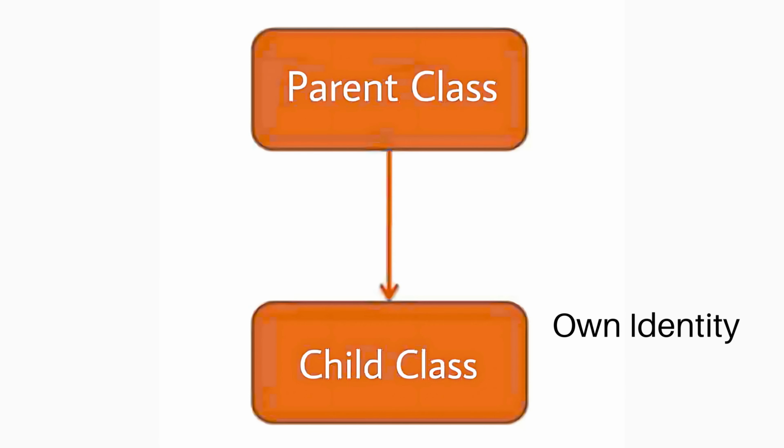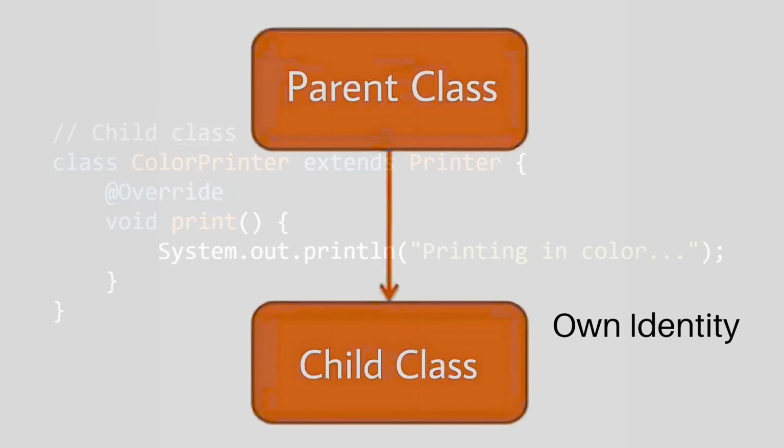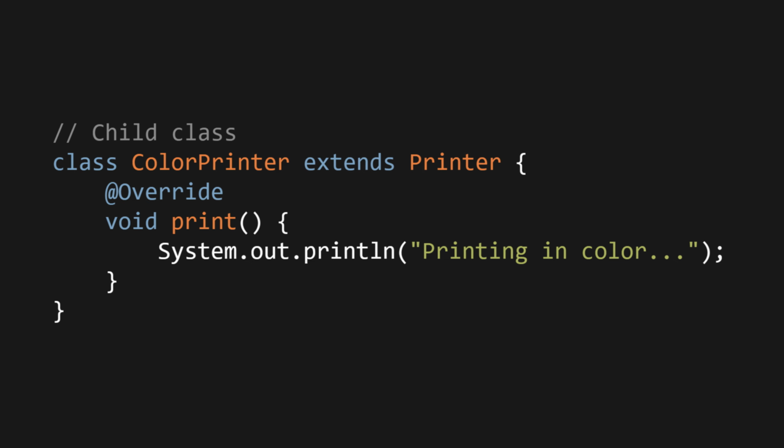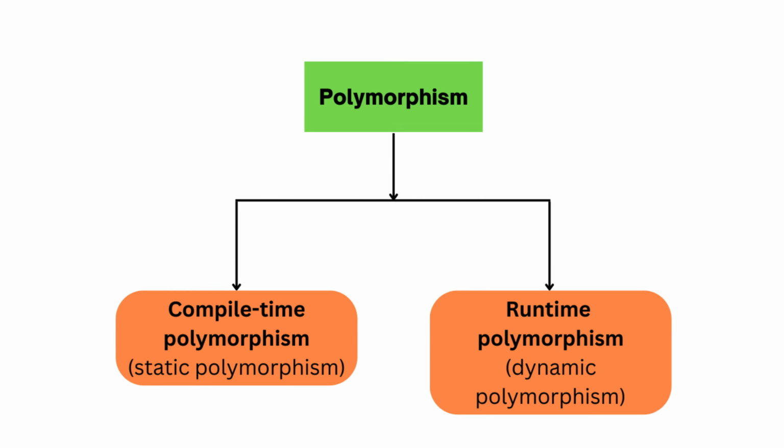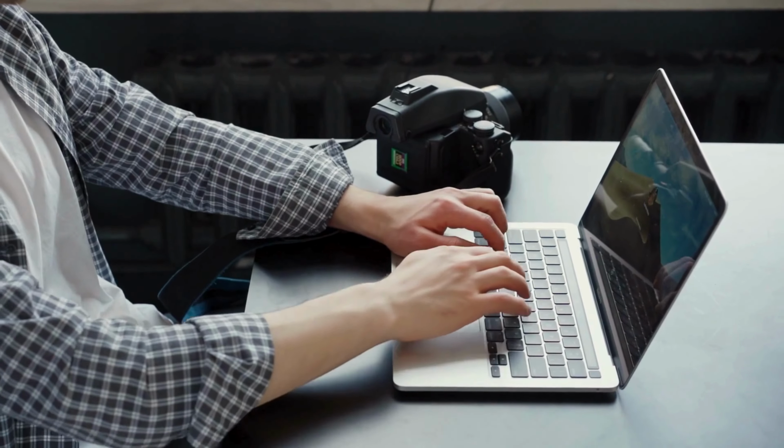In overriding, the child class changes the parent's behavior. Use @Override above the method to make it clear. This is runtime polymorphism. Which method runs is decided while running the program, not while writing the code.